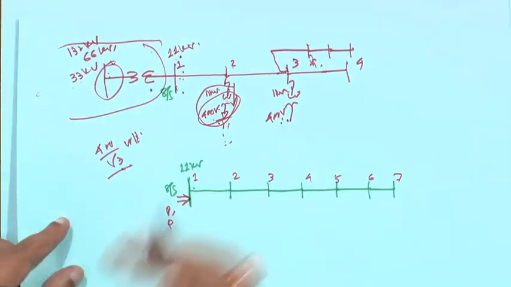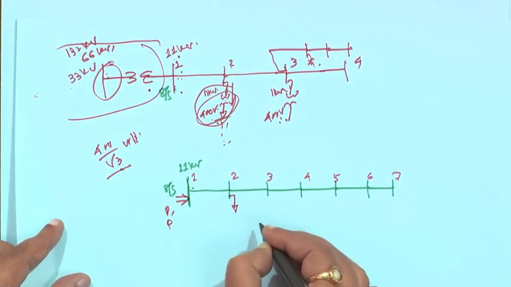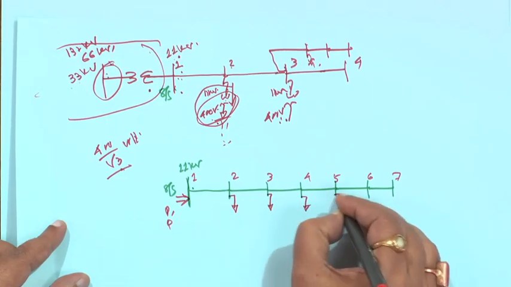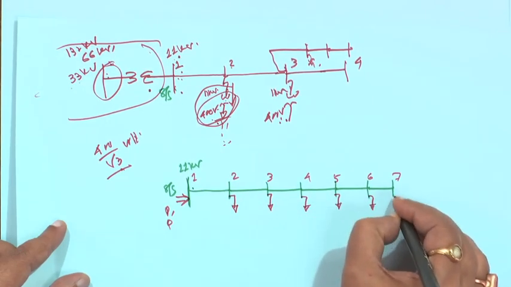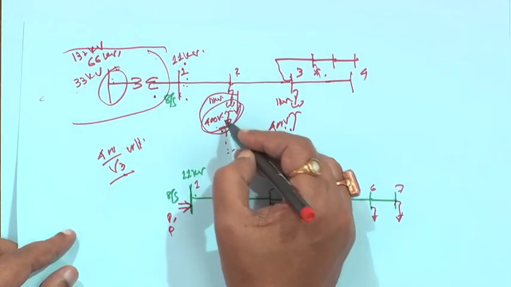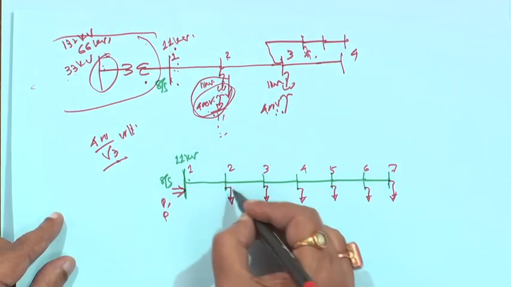So, this distribution transformer, whatever you have, we will represent as a load: load at node 2, load at node 3, load at node 4, load at node 5, node 6, and this is node 7. These are the loads. This whole 11 kV by 440 V transformer, whatever it is drawing power from the 11 kV, this whole thing we represent as a load.